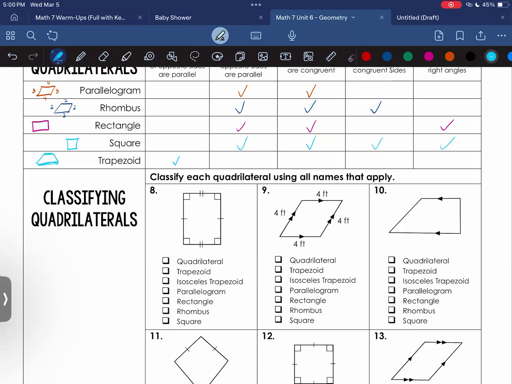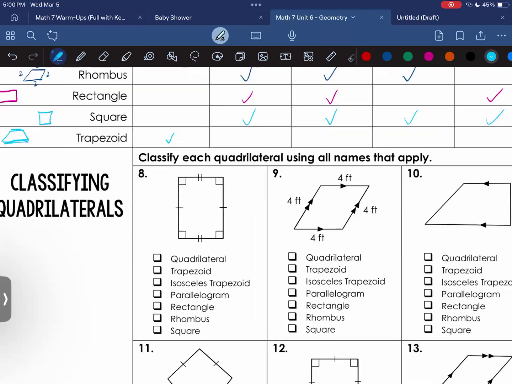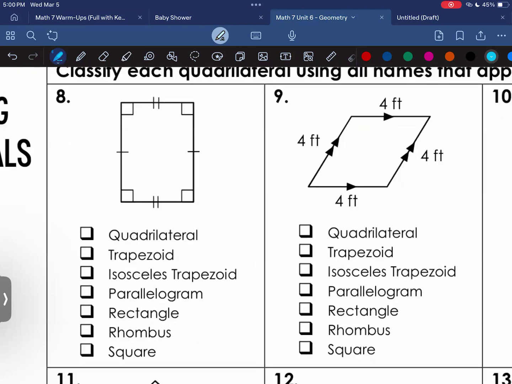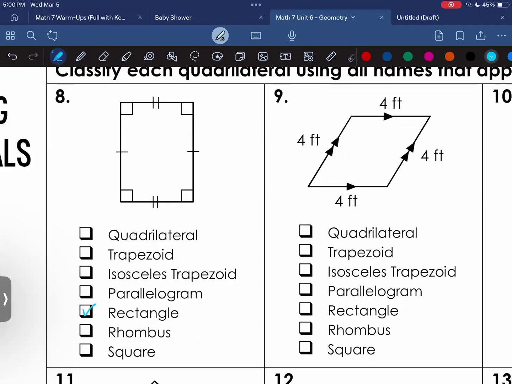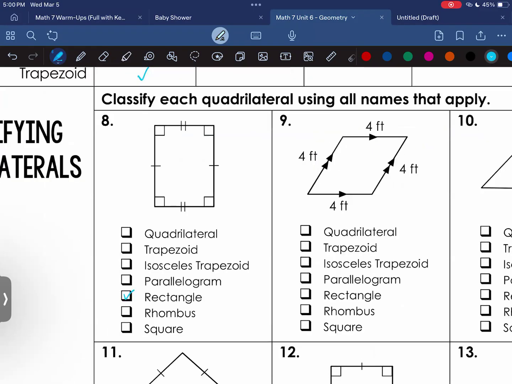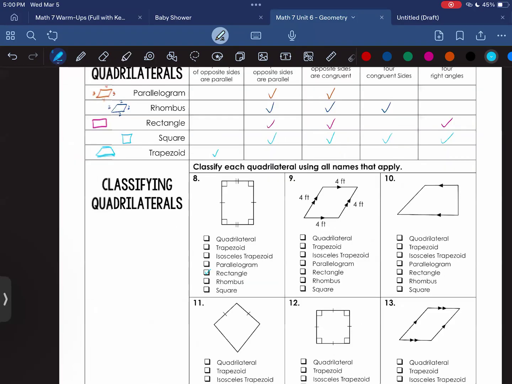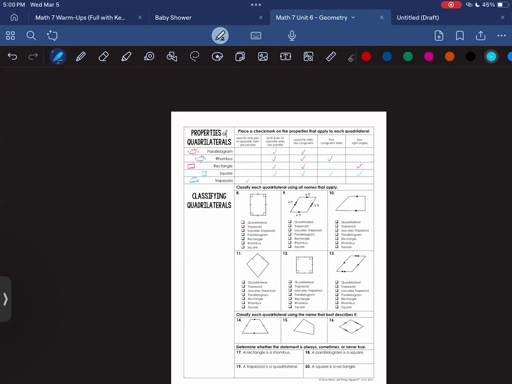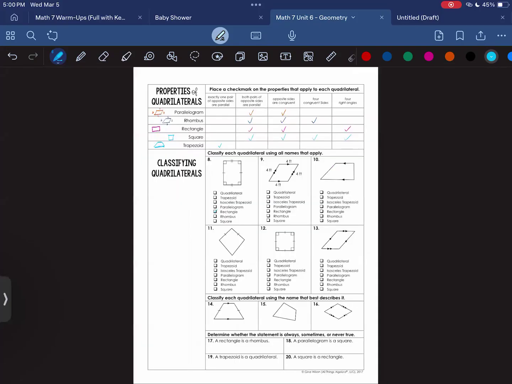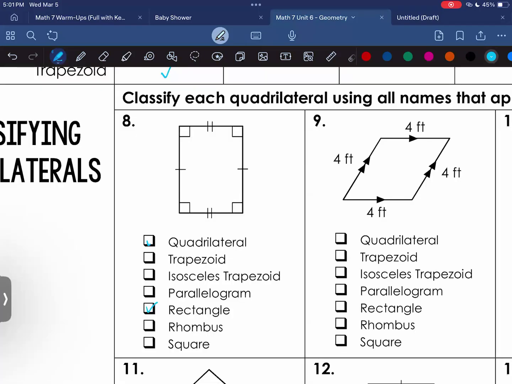So number 8. The first thing you said when you saw it, I'm guessing, is that this is definitely a rectangle. Obvious to see, right? I shouldn't have to explain that one. But let's go ahead and see what else it is. Now, these are all going to be quadrilaterals, as long as they all have 4 sides. We went over that on the front, that a quadrilateral has 4 sides and 4 angles. So if it has 4 sides, you're going to also check the quadrilateral box. So yes, it's a quadrilateral.